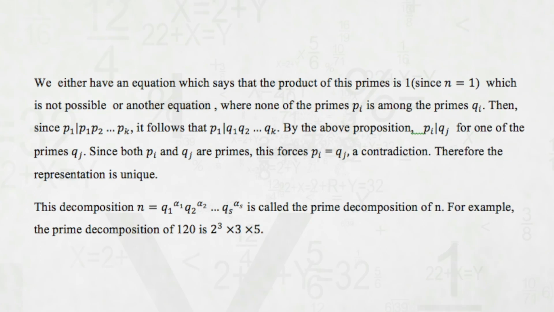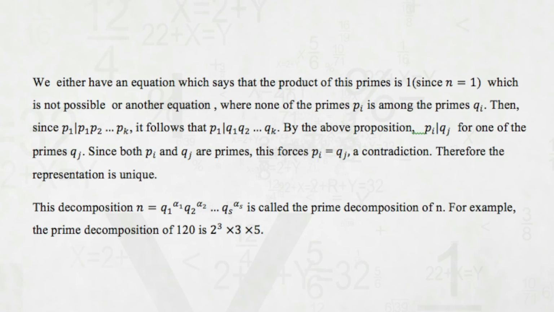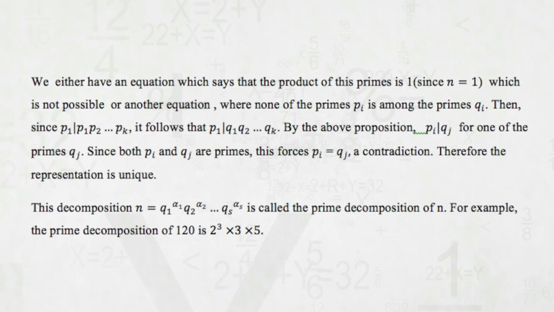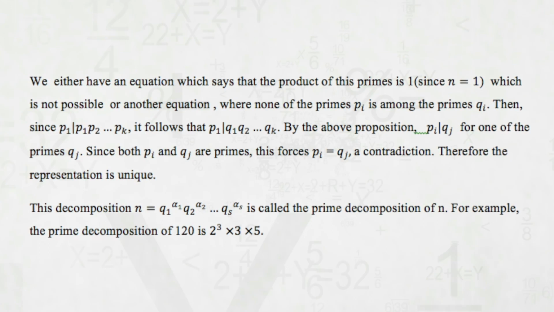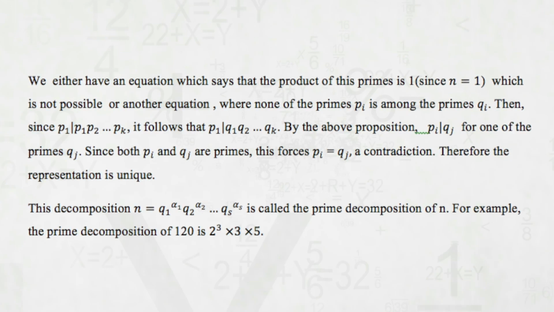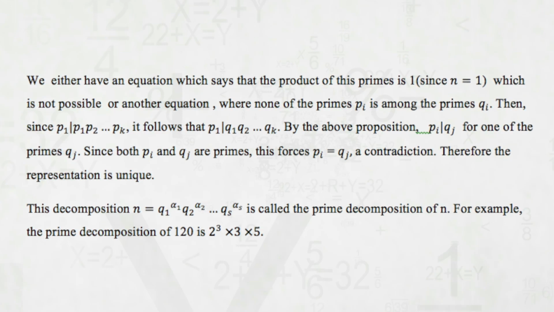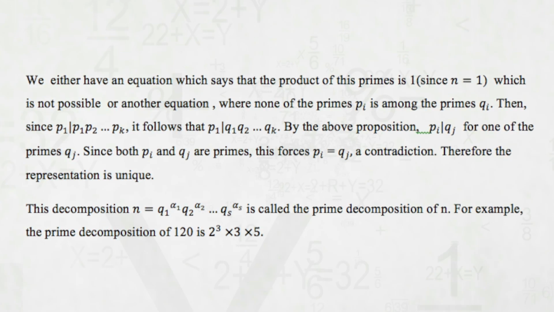This decomposition n is equal to q1 power alpha 1, q2 power alpha 2, etc. qs power alpha s is called the prime decomposition of n. For example, the prime decomposition of 120 is 2 power 3 multiplied by 3 multiplied by 5. This prime decomposition of a number will be helpful in proving many important results.